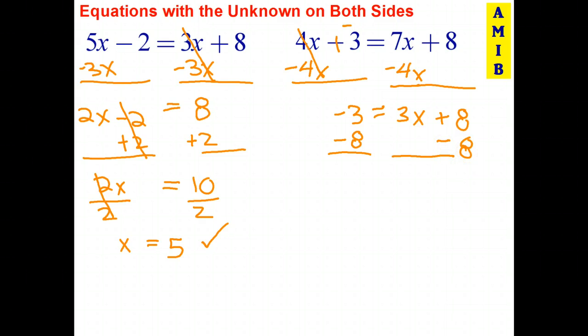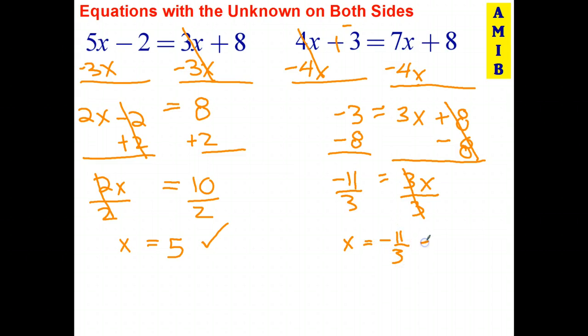Oops, that wasn't done very well. Let's go ahead and put that a bit lower. That leaves me with 3x on that side. Negative 3 subtract 8 is negative 11. Now, once again, there's not a whole number that works here, but that's not a problem. I just divide both sides by 3. I'll put the x now on the left-hand side, and x equals negative 11 thirds, which is okay.